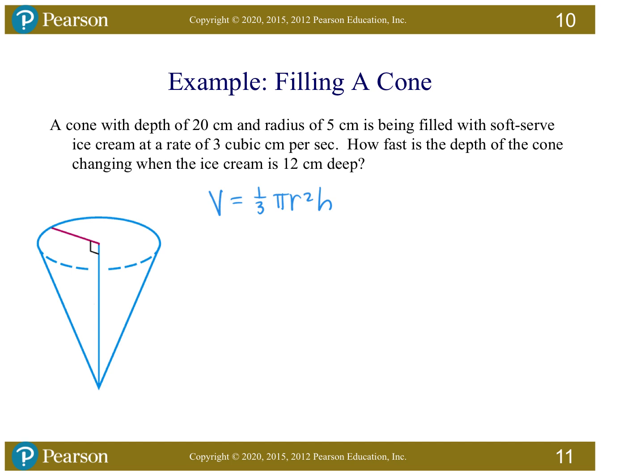We want how fast, so we want dV dt. Am I going to need a quadruple product rule here? No, what am I going to need? Okay, because what's constant? A 1/3 and a pi. So I'll need h times 2r dr dt plus r squared times dh dt. Then I can go and start plugging in values.